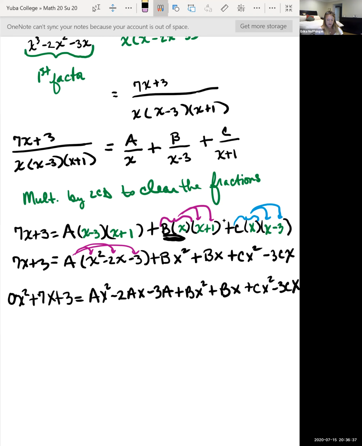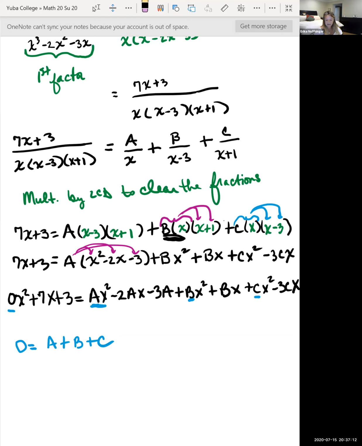So we're going and we're matching up coefficients. The coefficient in front of the x squared, 0, has to equal the sum of ax squared plus bx squared plus cx squared. So if I summed a plus b plus c, all the x squared terms, I have to get back 0x squared. So we know then that a plus b plus c has to equal 0.